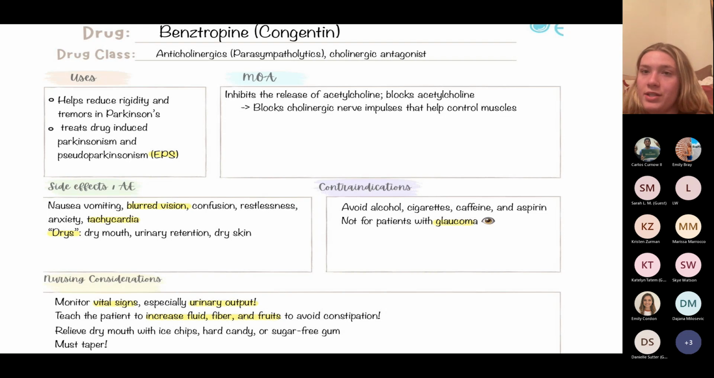Again, with this drug, a lot of our side effects are our dries: dry mouth, urinary retention, dry skin. Why? Remember, our anticholinergics are our dries. This is contraindicated in patients with glaucoma, so just keep that in mind. And because this can cause urinary retention, we have to do I&Os on these patients. To help with the constipation, fluid, fiber, and fruits really do help. Relieving dry mouth can be achieved with ice chips, hard candy, etc.